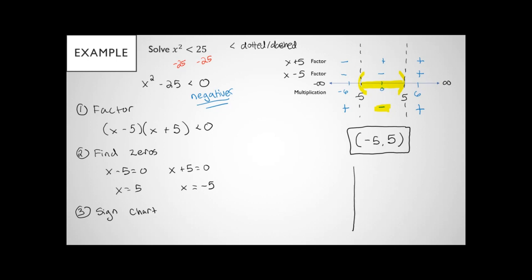And if I graphed x squared minus 25, it's going to look very similar to the other one. And so we're looking for where it's below the x-axis, so that's between our two zeros, as opposed to if we're asking for where it's above and then be on either side of the zeros.